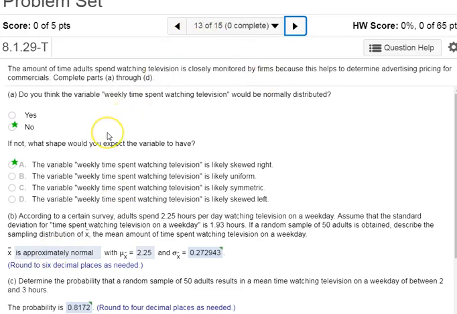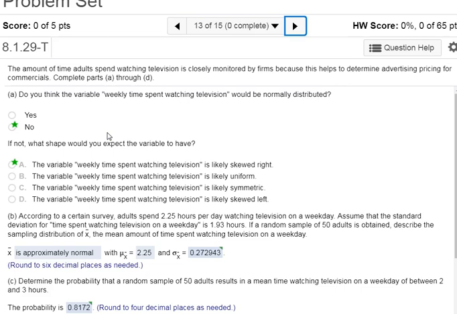For number 13, we're presented with the situation and asked whether we think it has a normal distribution or not. So think of what it means to have a normal distribution. It means the mean, median, and mode are right in the middle of the distribution. And then it's symmetric. There's equal amounts of people that are above the mean, and there's equal amounts of people that are below the mean.